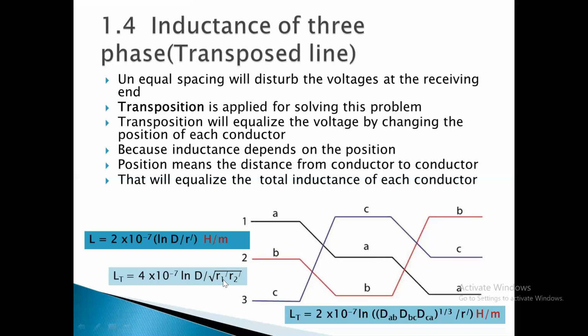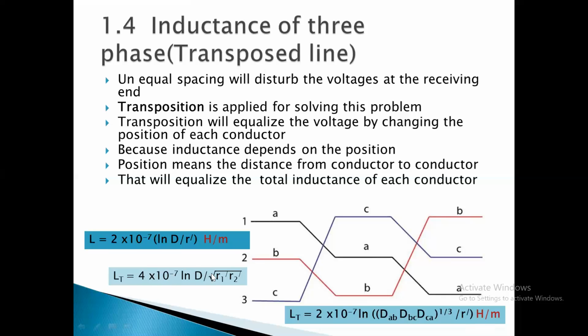You will see that R1 into R2, if both are same, then the square will be cancelled with the under root. Then it will become again R. So the basic construction of the formula of these equations is same. You just have to remember, okay, in case of single conductor, it is 2 multiplied by 10 to the minus 7. I just multiply this with the value 2, I will get the two conductors: 4 multiplied by 10 to the minus 7.